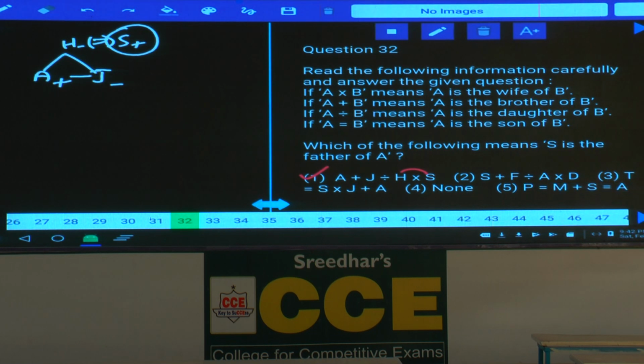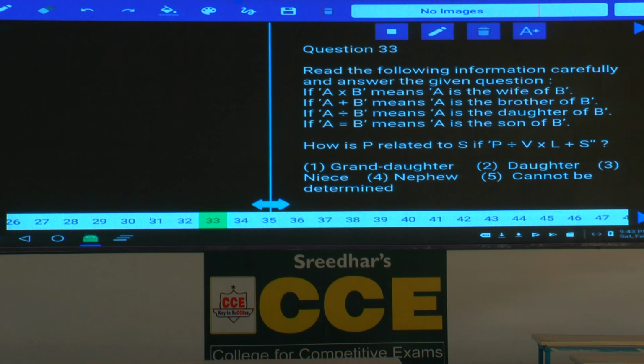Clear now? Here, A + J: A + B means A is the brother of B, so A + J means A is the brother of J. J ÷ H: A ÷ B means A is the daughter of B, so J ÷ H means J is the daughter of H. And H × S: A × B means A is the wife of B, so H × S means H is the wife of S. Clear now? Then question number 33.